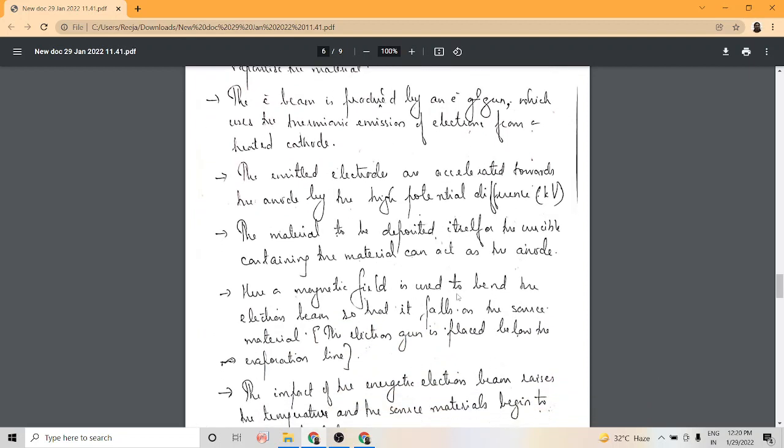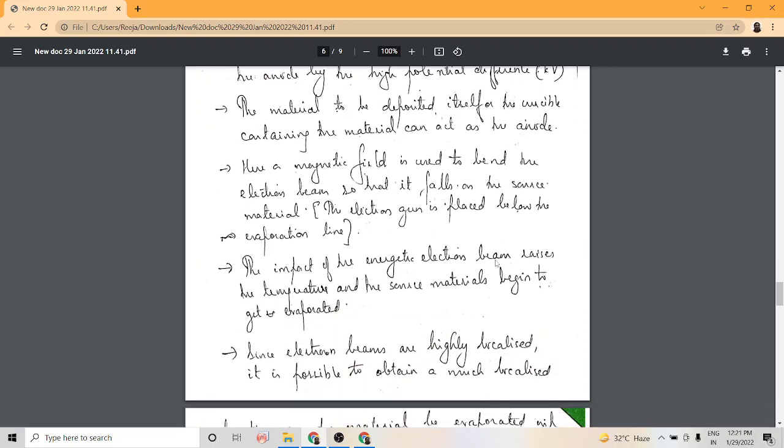Here, a magnetic field is used to bend the electron beam so that it falls on the source material. That is, the electron source or the electron gun is not placed in line with the material to be evaporated, but the gun is placed below the evaporation line.